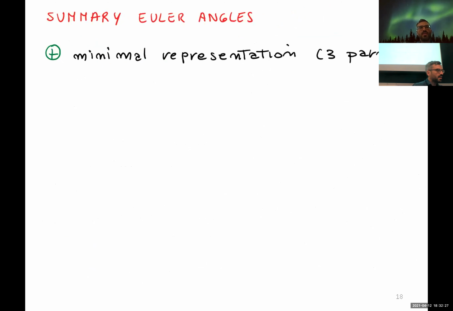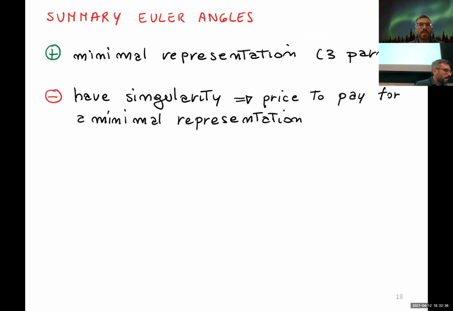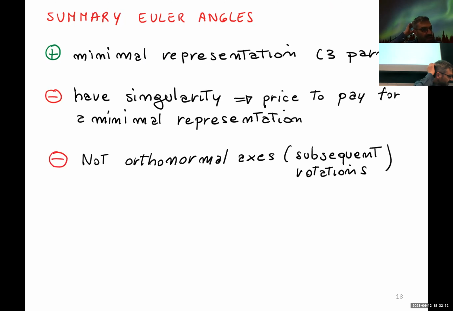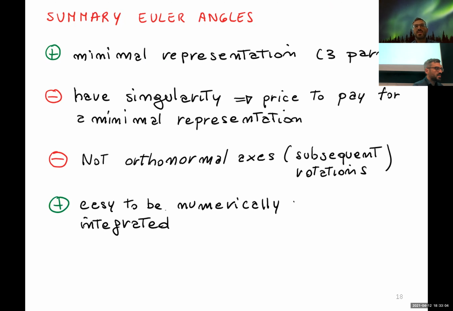To summarize, Euler angles are a minimal representation of orientation because they have only 3 parameters. They have singularity, and this is the price to pay for a minimal representation. We will see that in quaternions you don't have singularities, but you have a non-minimal representation. The other problem is that they have non-orthogonal axes due to the fact we are using subsequent rotations. And the advantage is that they can be easily numerically integrated. So you can plan a trajectory with Euler angles. You say I want to move from this orientation by moving just the z component, and you can easily do that with Euler angles.